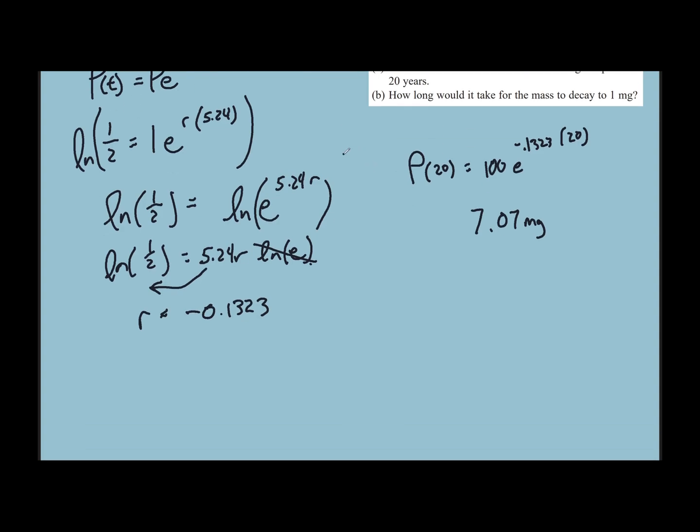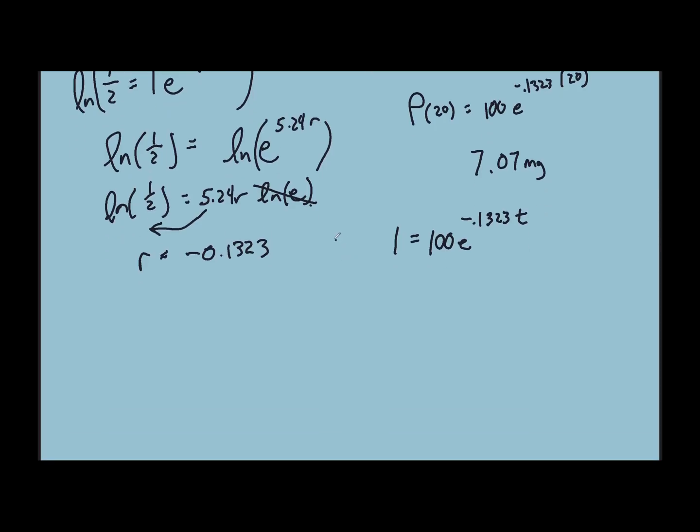Now for part B, it says how long would it take for the mass to decay to 1 milligram? That means we already know the result, and we know the starting mass, and we know it's e to the negative 0.1323. The only thing we don't know is how much time there is. Well, we have a variable in the exponent. It's the same thing as we did before. We're going to be doing natural log.